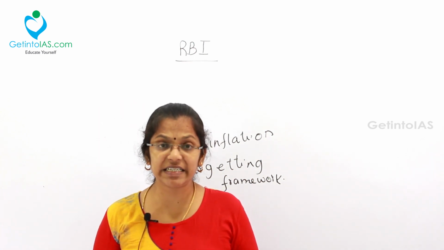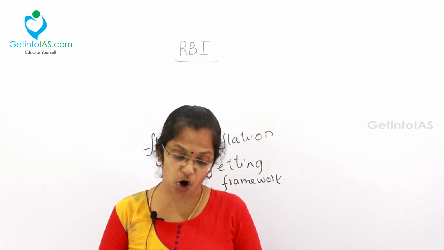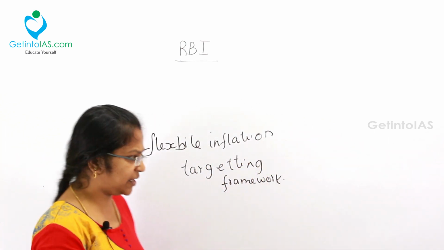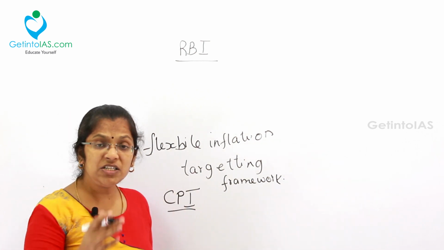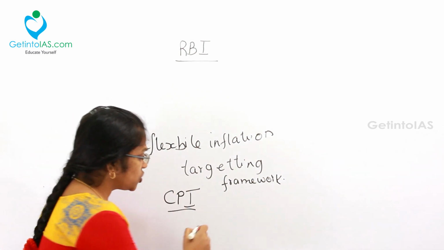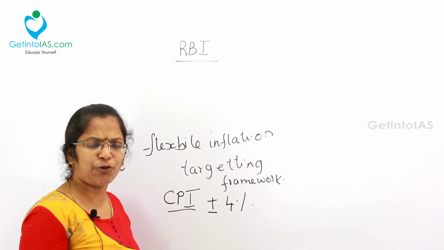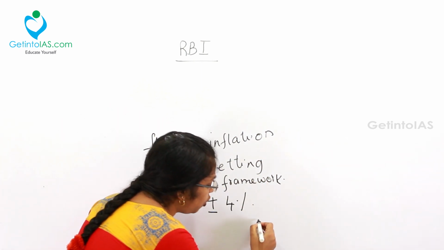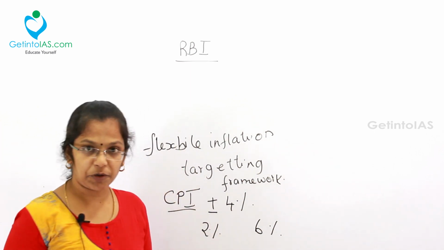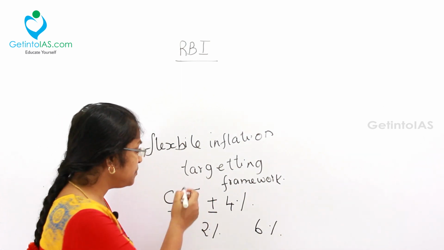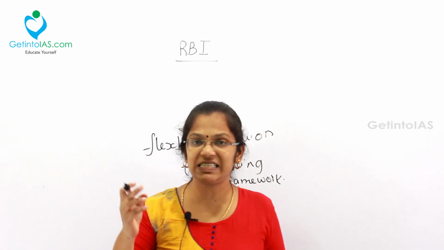Now, the central government has notified plus or minus 4% of CPI inflation. You have to understand the word CPI. CPI means Consumer Price Index. So, it says plus or minus 4%. What is this plus or minus 4%? It means it can go up to 6% or come down to 2%. We call this plus or minus 4% of CPI, the Consumer Price Index.